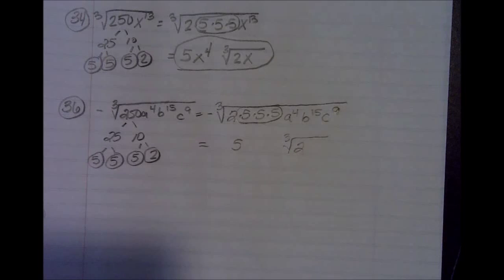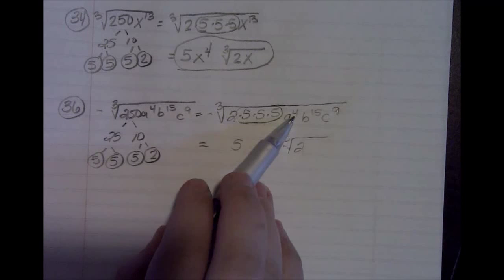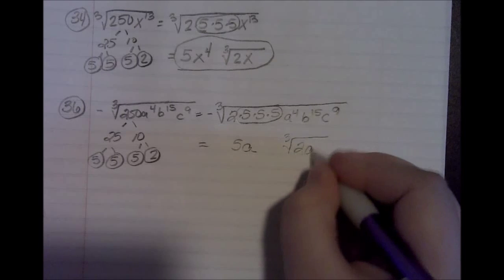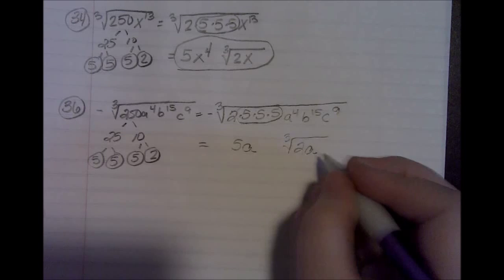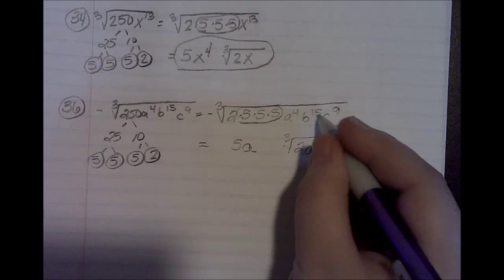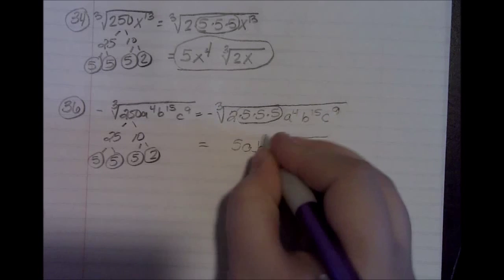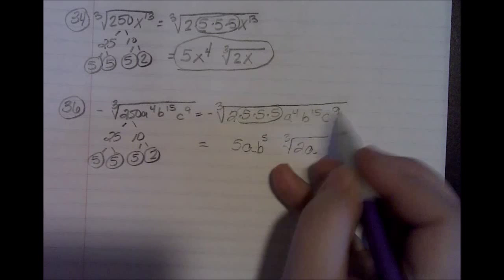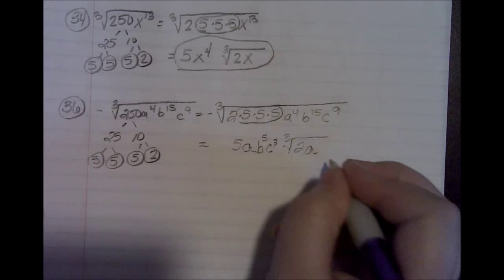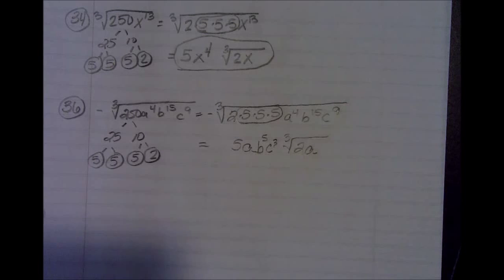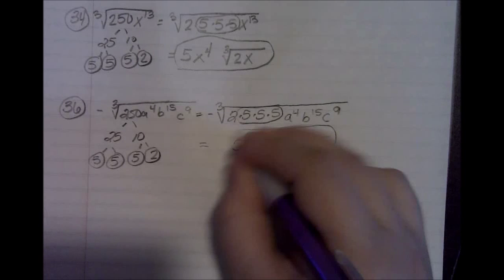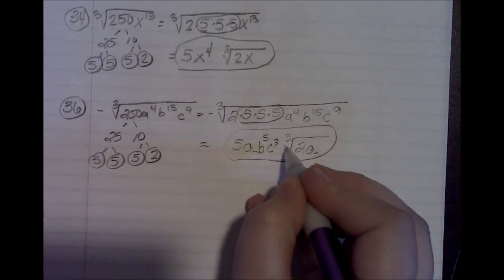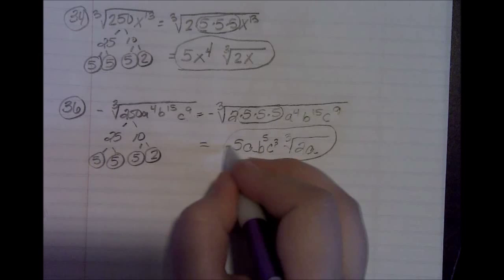Now 3 goes into 4 one time, so an a to the 1st comes out, but we have a remainder of 1, so an a to the 1st stays inside of the radical. Then 3 goes into 15 five times, so that leaves us with a b to the 5th with no b's left under the radical. And then 3 goes into 9 three times with no remainder, so no c's are left under the radical. So our final answer is going to be the opposite of 5ab to the 5th, c to the 3rd, times the cubed root of 2a. So the opposite would be the negative of that.